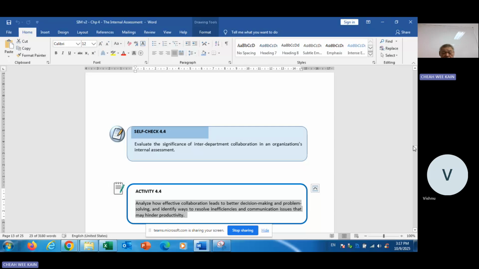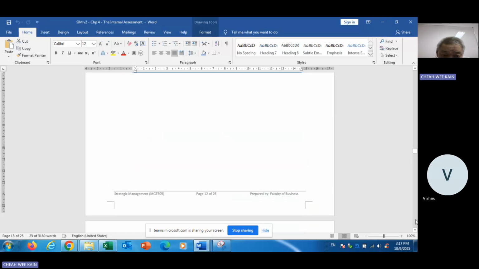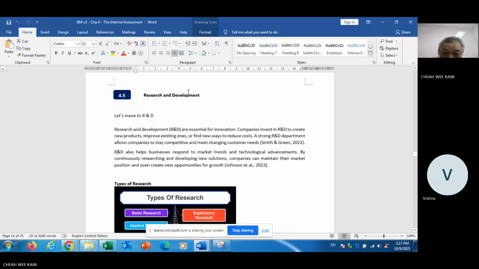Sometimes it's very clear. This problem is HR, HR solves. But sometimes there are problems that start from one department but arise in another. Okay. Two different departments. So you have to be very careful about this kind of thing. So you need to do the internal assessment. Okay, next one, before we go to R&D, let me first tell you.